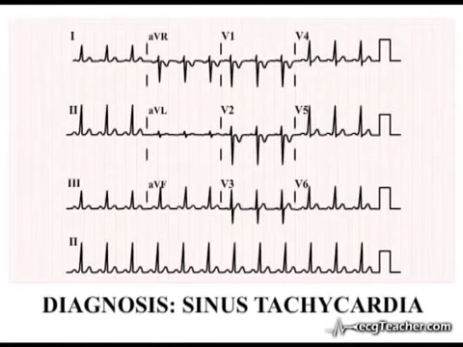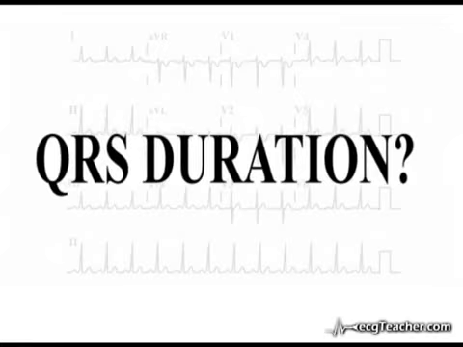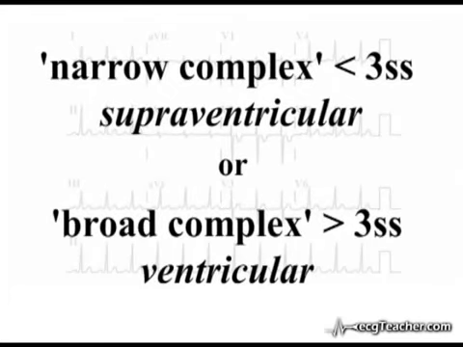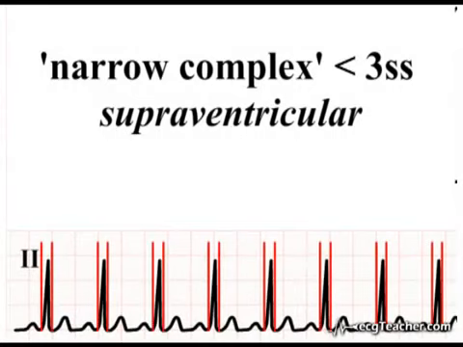Although a very simple case, our approach to this ECG highlights some of the principles we will use in the analysis of tachyarrhythmias. We used the width of the QRS complex to determine if the tachycardia is supraventricular or ventricular in origin. As it is a narrow complex tachycardia, we concluded that it originates from a focus above the bifurcation of the bundle of His.